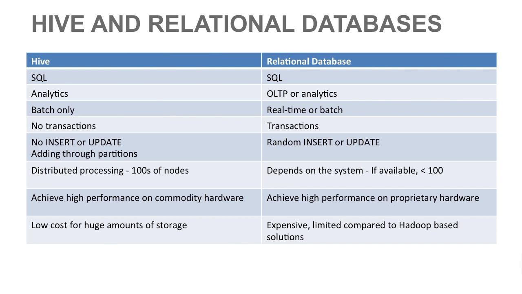Considering the way HDFS works, Hive does not have insert or update, but the results of our work can be added as new files. And here is the area where Hive is going to shine. This is the distributed processing. Hive can be run on hundreds or thousands of nodes, while the relational databases have much more modest limits when it comes to distribution. And the great thing about Hive is that we will achieve a really high performance on commodity hardware. Usually the way we run Hadoop and Hive is on a larger number of relatively modest machines.